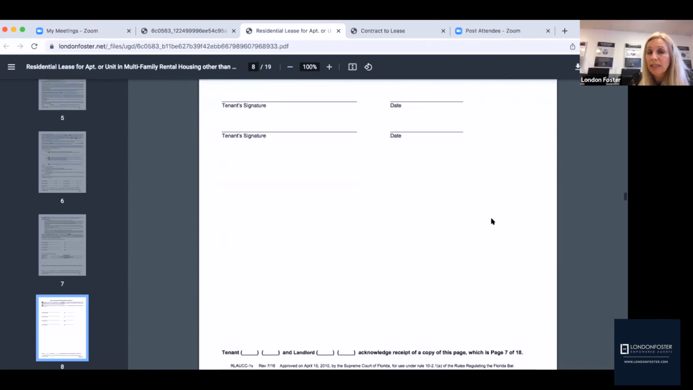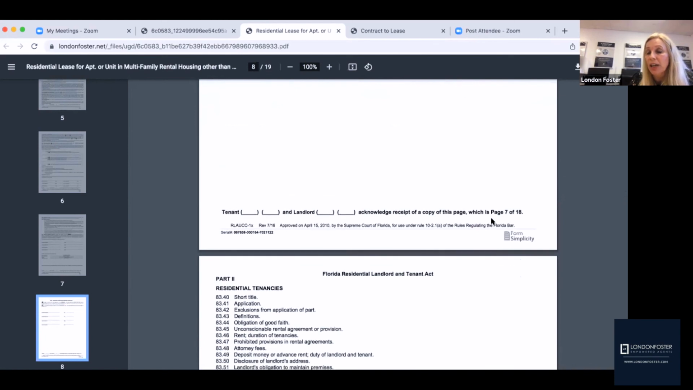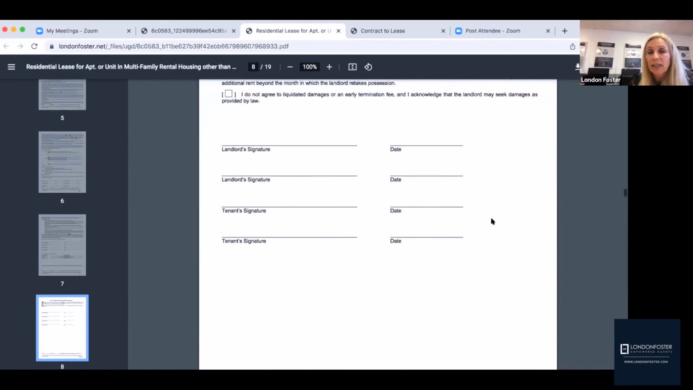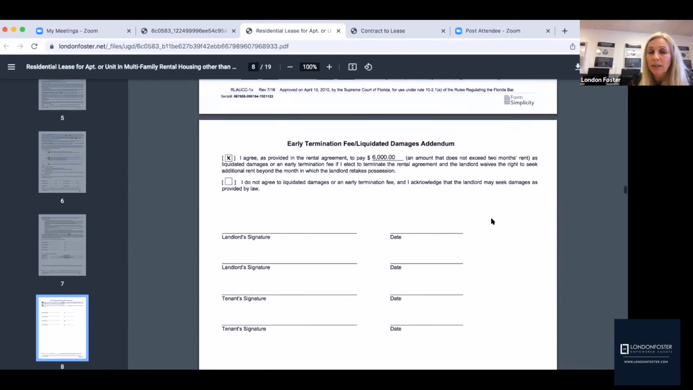Make sure everybody signs it and that the box is checked. Some people sign it. I'll see leases that have been signed by the landlord and the tenant, but the box isn't checked. And there's no option here if it's not checked. So then we would still have to litigate or fight over these amounts of money.